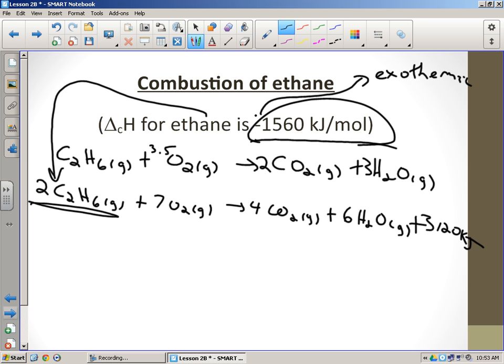You could do delta H notation as well, sure. Same thing here, basically, balanced chemical equation, CO2 gas, 6 waters, right? And then over here you'd say delta H is a negative 3120 kilojoules. Okay? You could do a potential energy diagram, same thing as last day. Yeah? Good? Yes, no? Questions? All right? Good?